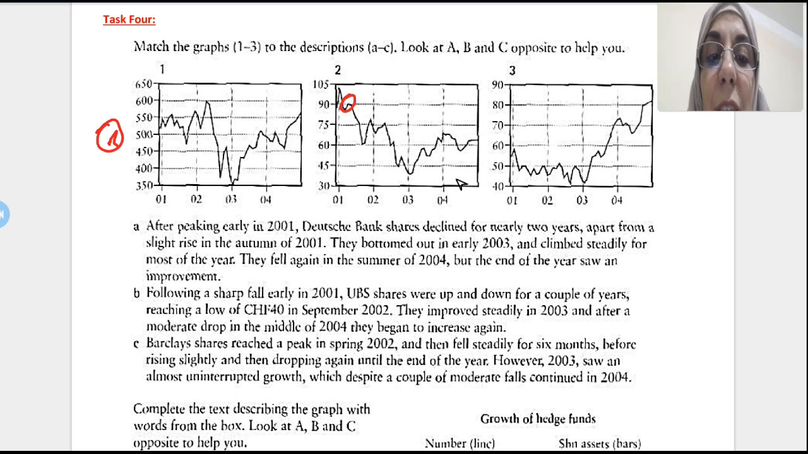The end of the year saw a kind of improvement, but a slight improvement, a slight growth. So expression A is with the graph number 2. Now, B. B, it's with 3.